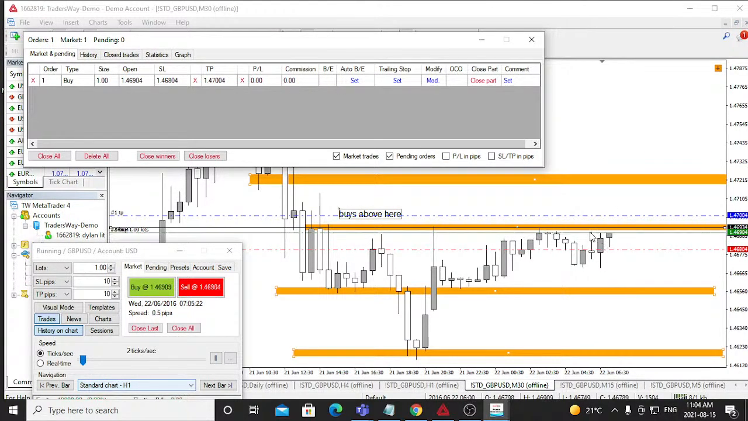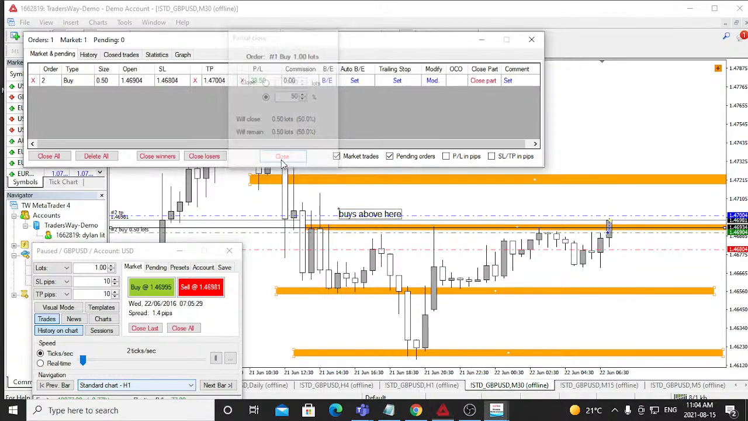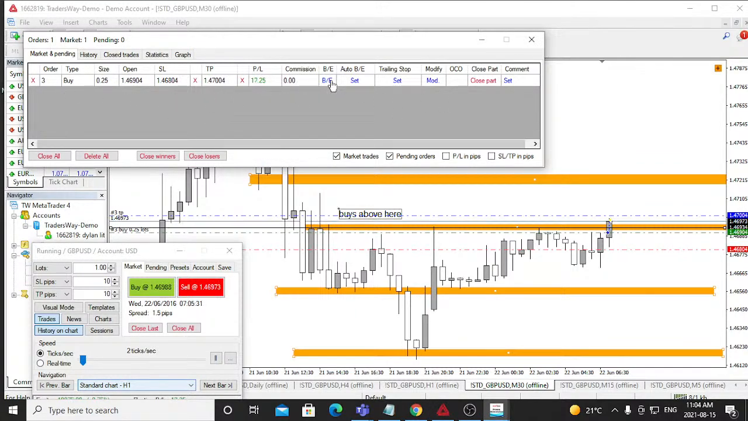Let's see if we can break the tops of these and keep going. Okay, we are breaking the tops and we may keep going. Gonna manage risk here appropriately. Right here I'm gonna close partial. I'm gonna close 50% and another 50%, so in total I close 75%, and then I'm gonna move my stop loss to break even.